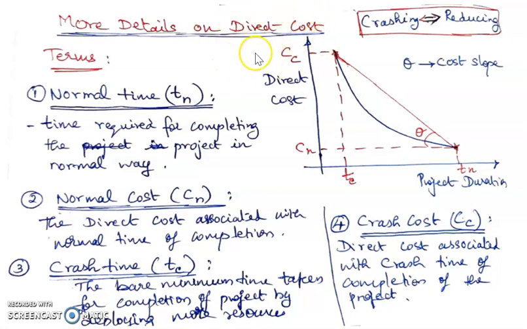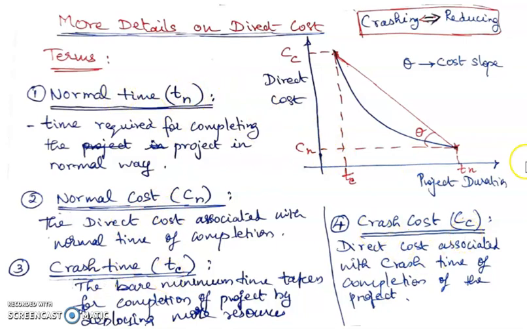Now, direct cost is the one that we are going to concentrate more on, because direct cost contributes to the completion of individual activities of the project. With respect to direct cost, the same graph has been shown here. I have given four details with respect to the direct cost curve: normal time, normal cost, crash time, and crash cost.